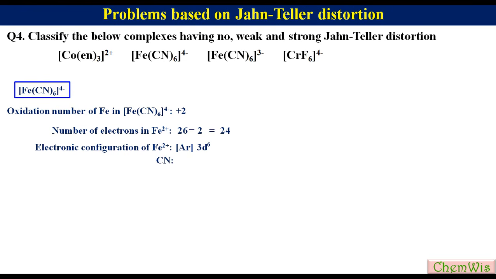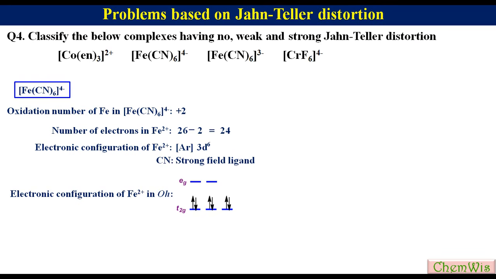CN is a strong field ligand, so the splitting of d orbitals and electronic configuration of Fe2+ in the octahedral environment will be like this. Since it has symmetrically filled t2g orbitals and no electrons in the eg orbitals, the Jahn-Teller distortion will be none.